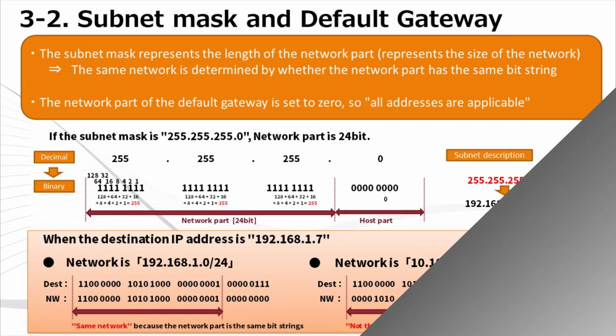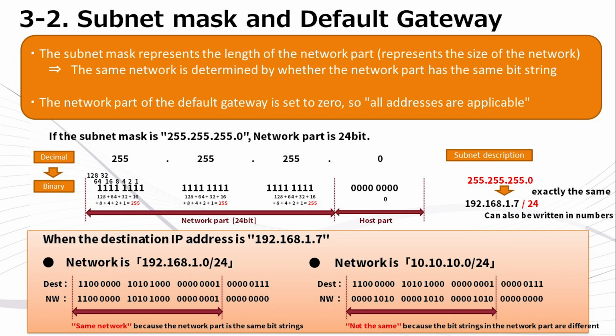Next, let's understand the subnet mask. A subnet mask is the length of the network portion of an IP address. In other words, it represents the size of the network. As for how it is used, if there is a destination address, it determines which network address matches. If the length of the bit string indicated by the subnet mask is the same, it can be determined that they are the same network. Also, since the default gateway is set with a subnet mask of 0, the length of the network part is 0. In other words, all addresses are applicable to any destination.